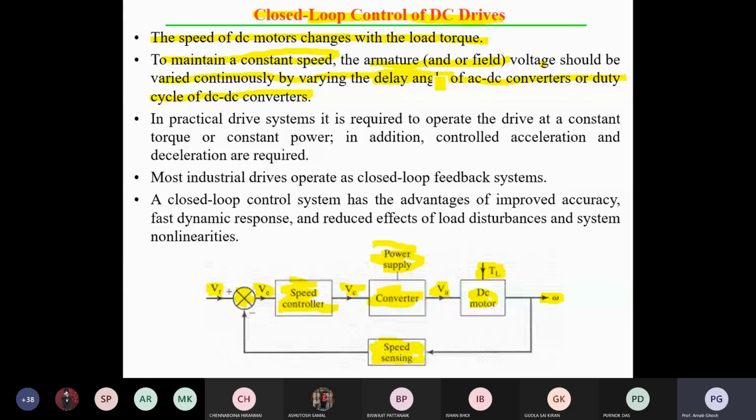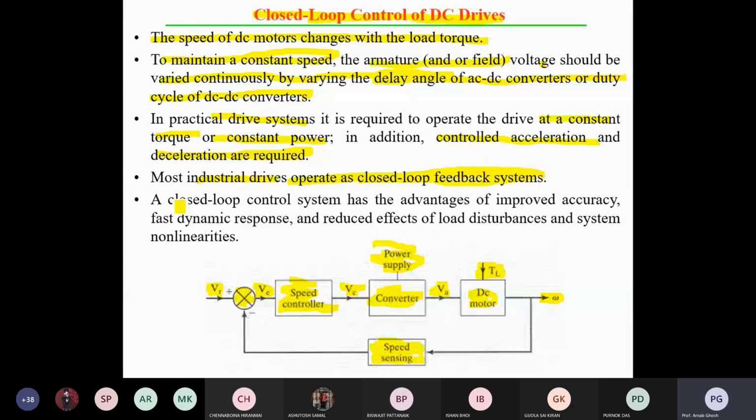In a practical drive system, it is required to operate the drive at constant torque or constant power. There are two ranges: the first range is known as constant torque, then the next range is constant power. In addition, controlled acceleration and deceleration are required. Most industrial drives operate as a closed loop feedback system.